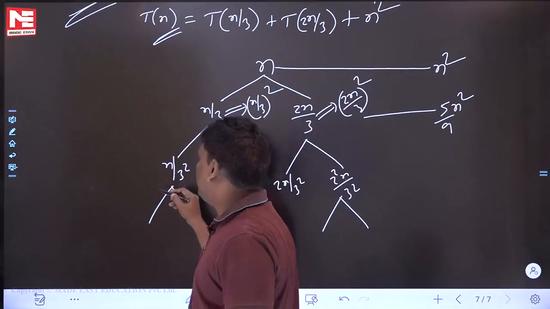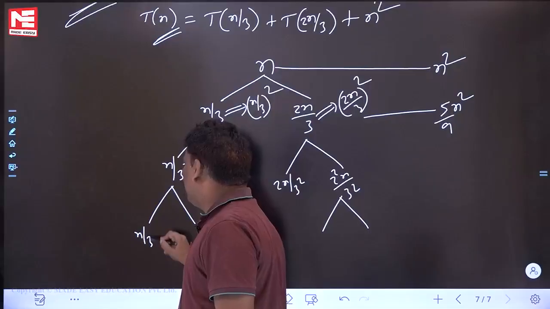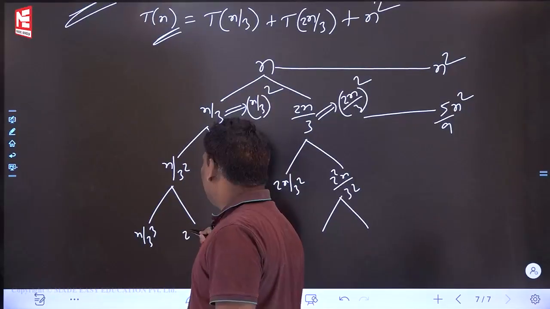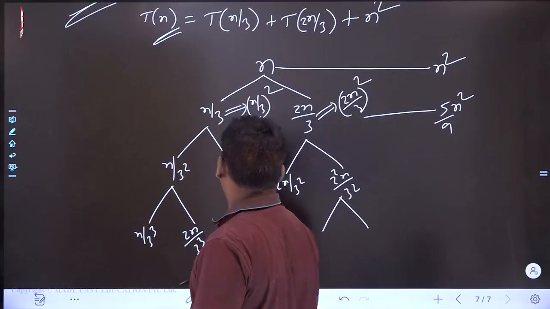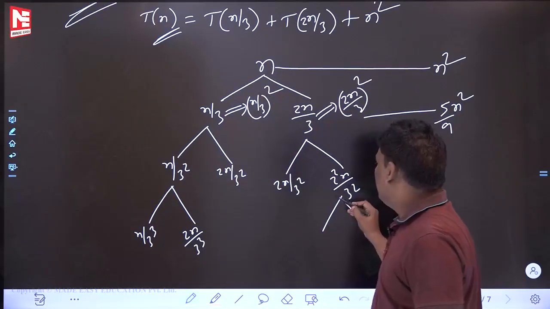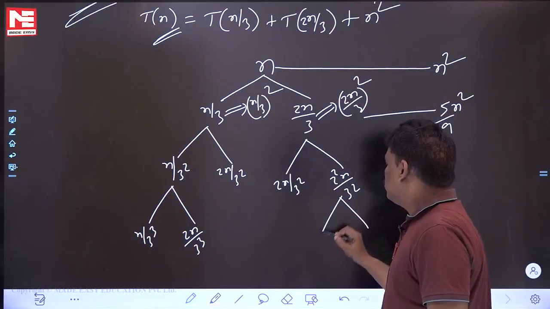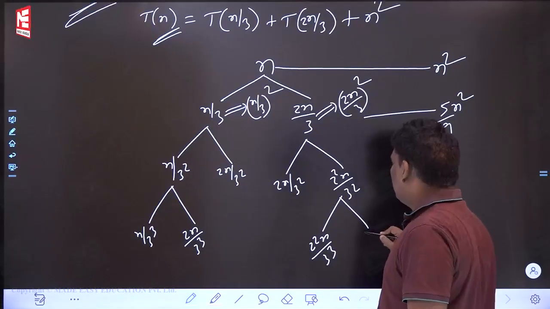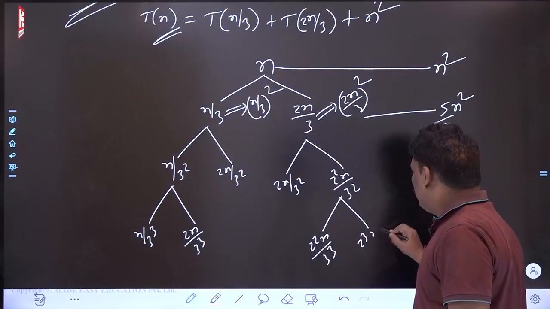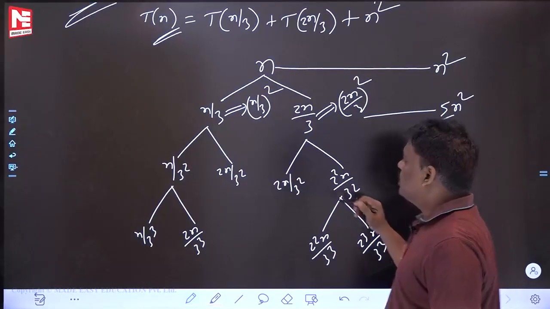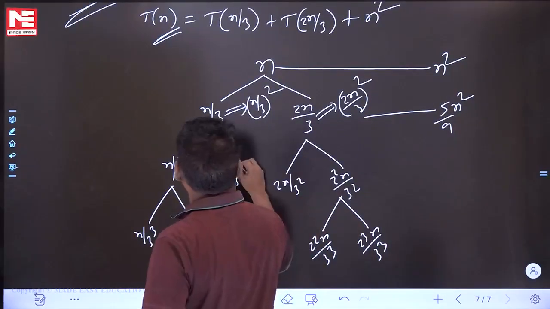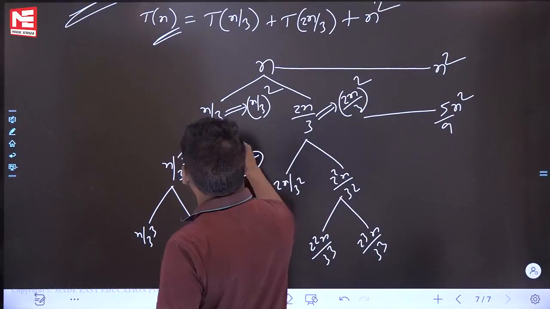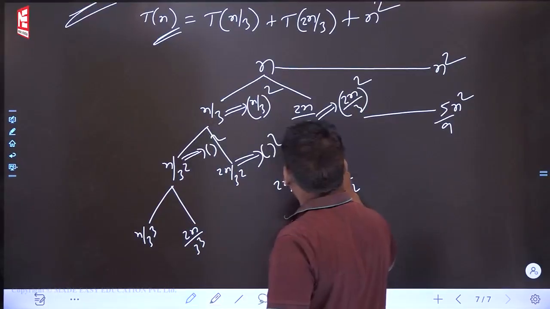Same, what is the answer? Left multiply by 1 by 3, n by 3 cube. Right multiply by 2 by 3, 2n by 3 cube. Same here. Left multiply by 1 by 3. What is the answer? 2 square n by 3 cube. Right multiply by 2 by 3, 2 cube n by 3 cube. This will become square here. This also becomes square here. Whatever is there, square. It is also the same.